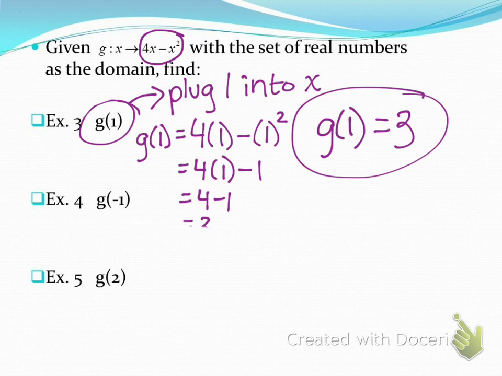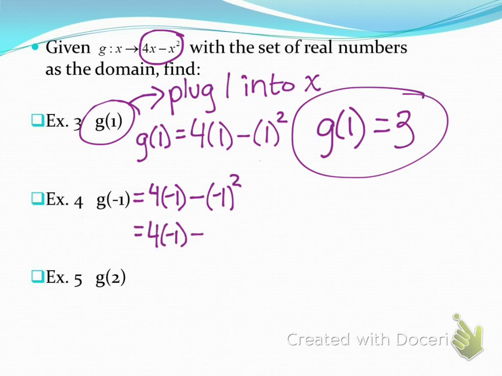Okay, let's try another one. On number 4, what am I plugging into x? A -1. So this equals 4 times -1 minus -1 squared. Again, the first thing I need to do is my exponent. What is -1 squared? +1. Negative times a negative comes out positive.